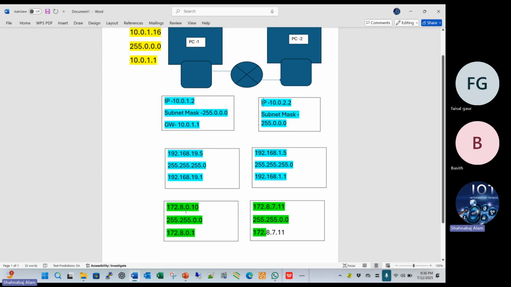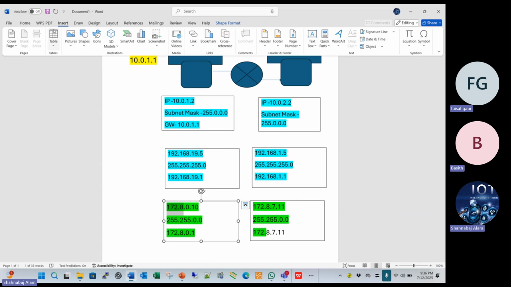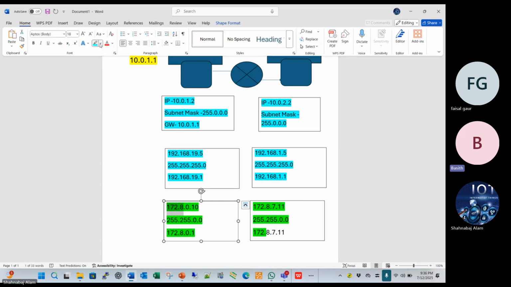Actually, this is a class C IP address, right? So for a class C IP address, how many hosts? Do you know how many network IDs? No, no, I already explained class B before. How many network IDs here, bro? Class B, I am asking you. Two network IDs and two host IDs. How many host IDs can communicate, bro?